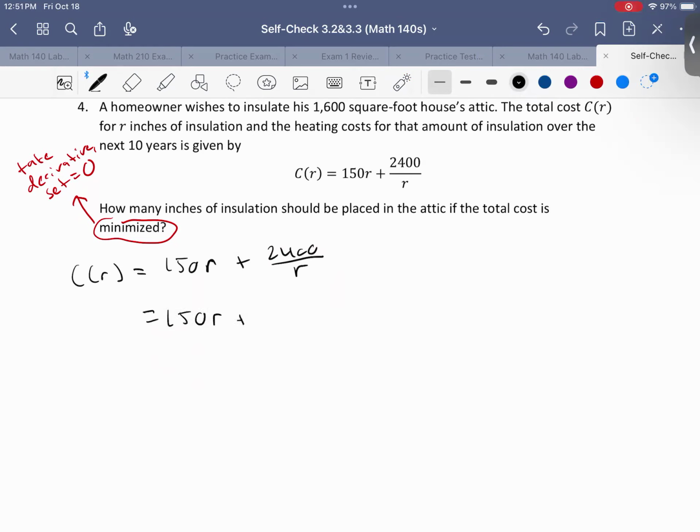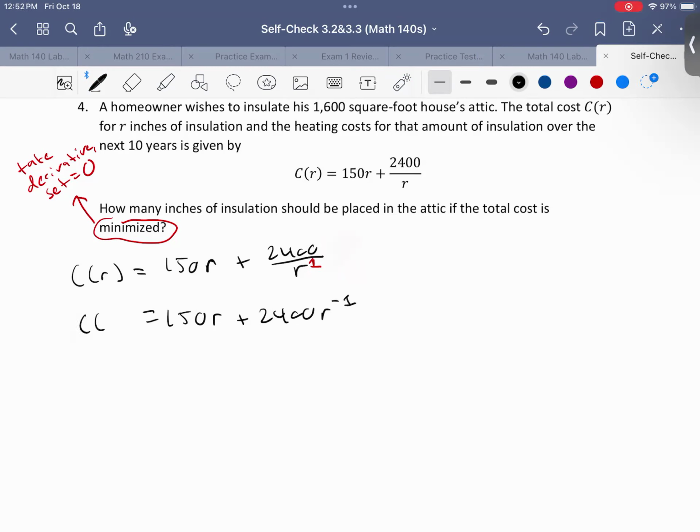150R. That stays the same. But what I'm going to do is bring this guy up and make it a negative exponent so I can take the derivative. So recall that it's R to the first power, so there's sort of that invisible 1 right there. So I could bring this up and make it R to the negative 1. So this would be 2,400 R to the negative 1.